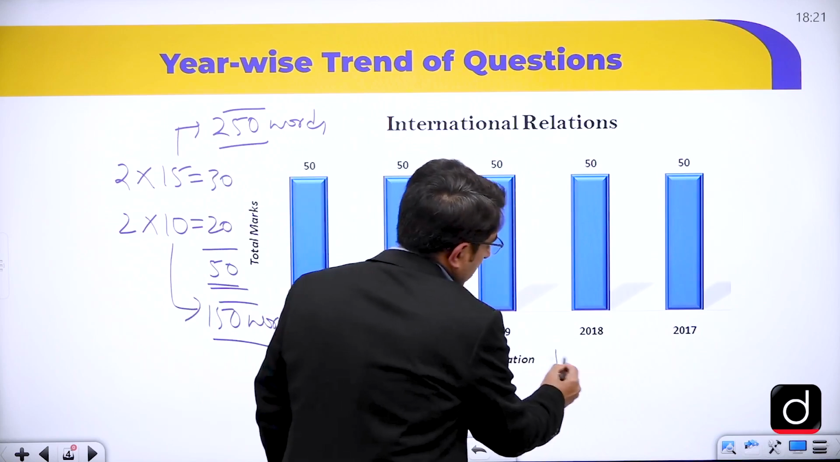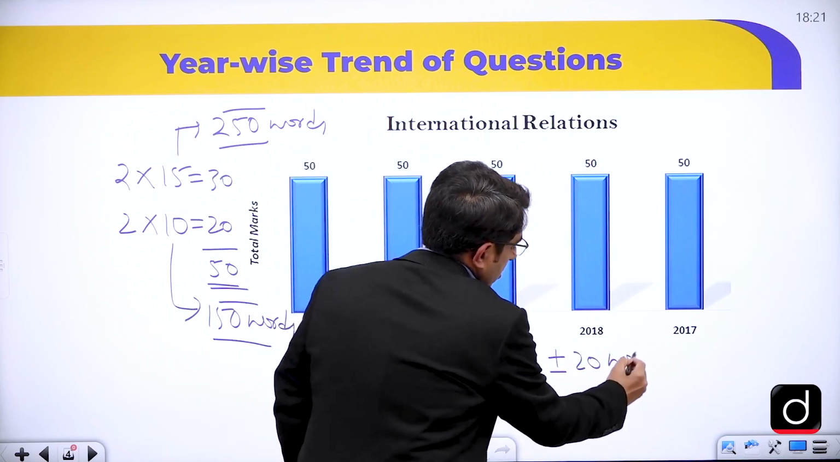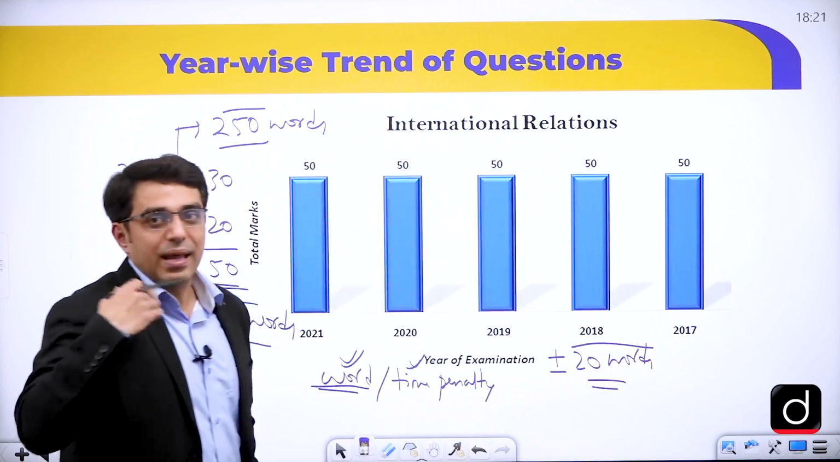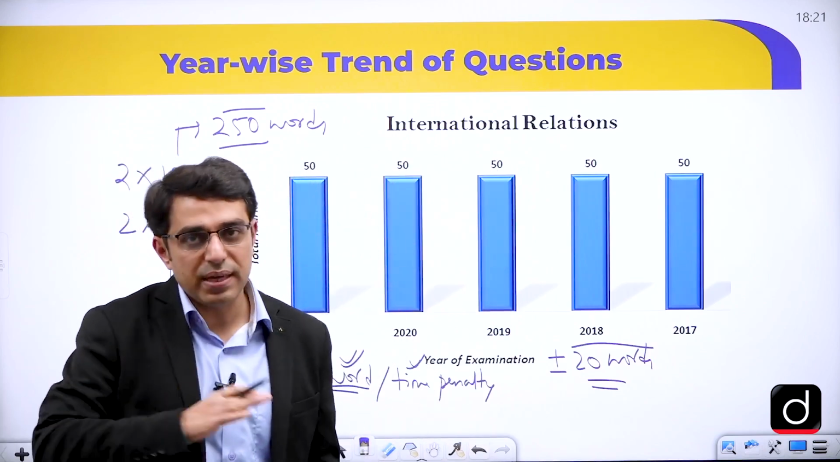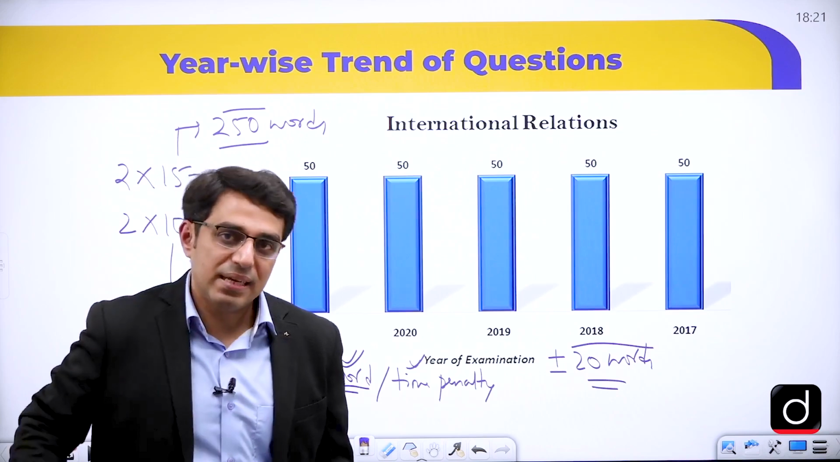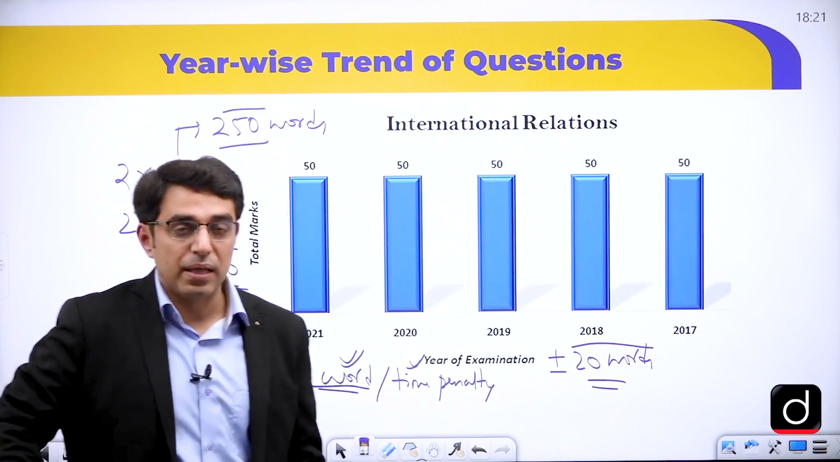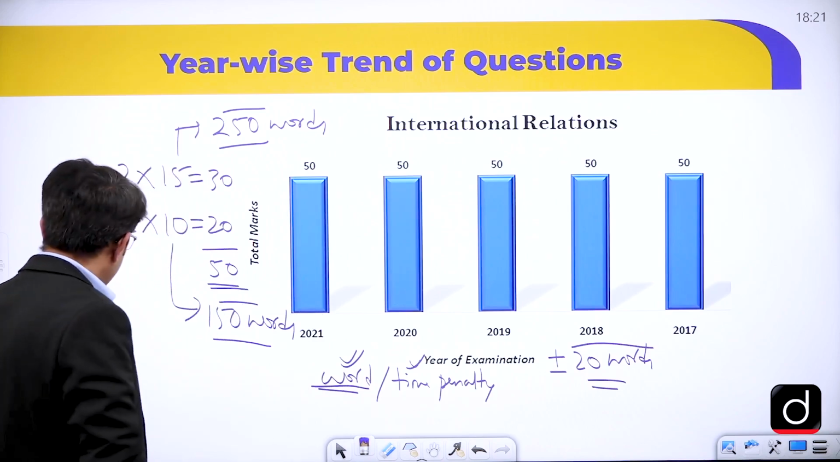Plus minus 20 words is what we can allow ourselves. So we can exceed by 20-30 words, or we can write less by say 20 words, but we should not be exceeding it any more, right? So that has to be the general idea.